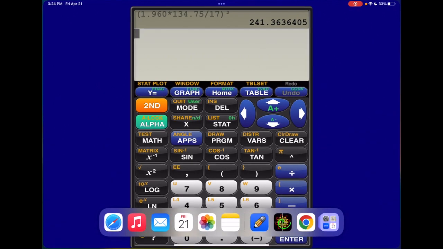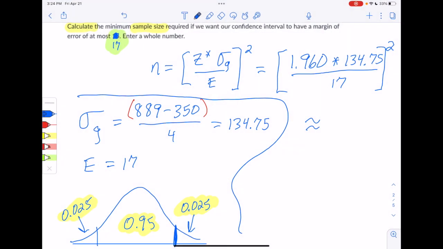Let's carry that over. So approximately 241.36. When you do a sample size, you always want to round up. So we're going to use n equals 242. Even though 3/6 would normally indicate a round down because the 3 is smaller than 5, with sample size you always round up. So 242 is what we'd end up entering in to active learning.